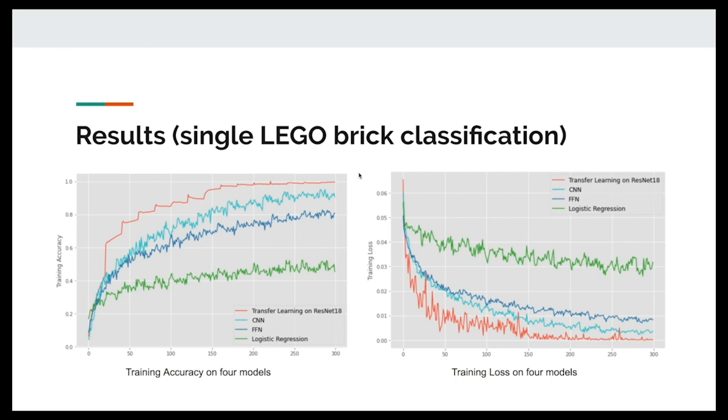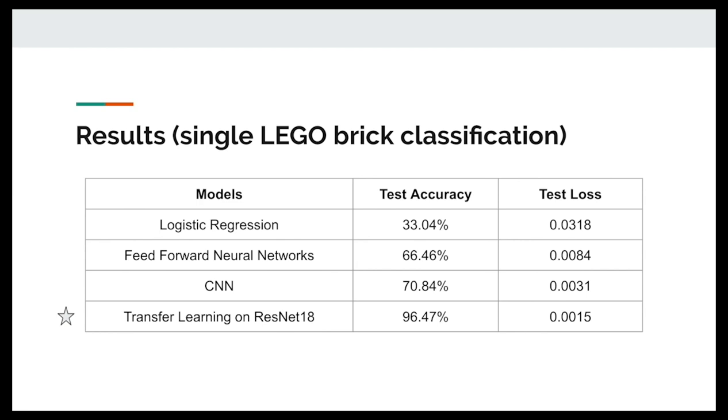Here are the results of our experiment on the single LEGO brick classification task. It is clear that deep learning methods outperformed the logistic regression baseline, especially ResNet 18 and CNN. The difference in performance can be attributed to the use of convolutional layers. CNNs are more powerful than other methods in image-related tasks. Here we also give the performance of our models on the test set. Again, as you can see, ResNet 18 has scored first place.